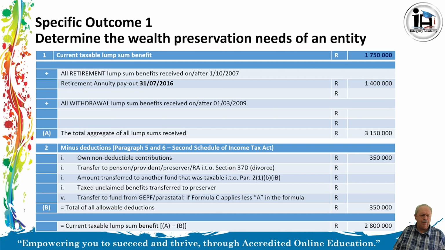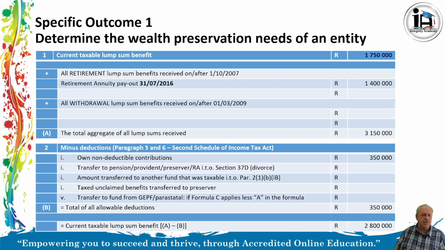Then the next block deals with the deductions. That's under paragraphs 5 and 6 of the Second Schedule of the Income Tax Act. Now, there are various deductions that are allowed. I've listed 5 of them there. The first one is own non-deductible contributions. Now, we know that he had 250,000 pension fund and 100,000 retirement annuity amounts that he couldn't deduct. So that we're now going to deduct here, 350,000.